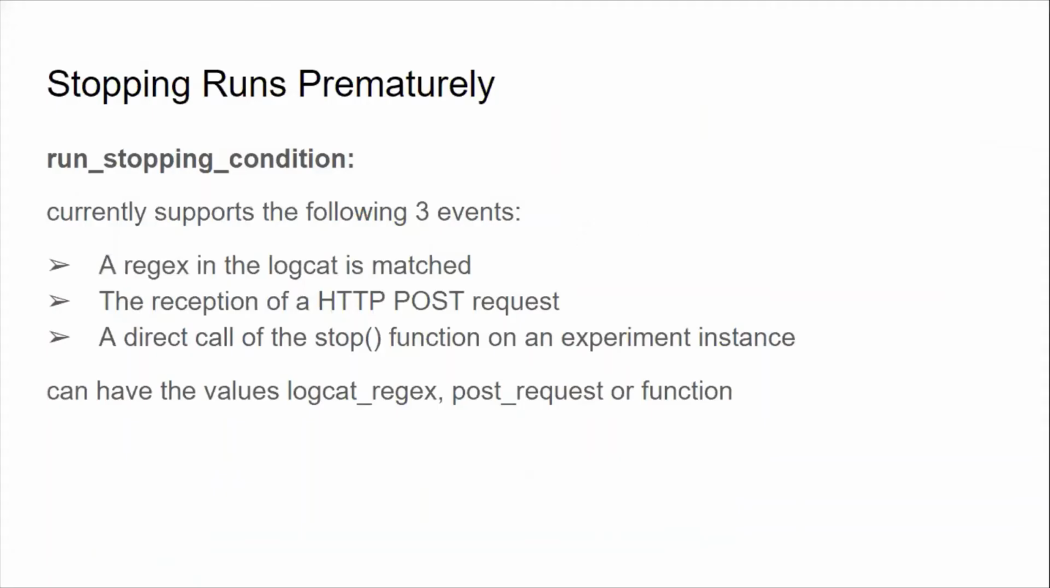And the second one is the reception of an HTTP post request. During each run, Android Runner will start a local web server which expects an HTTP post request. When an HTTP post request is received, the current run will be stopped and the payload of that particular request is going to be saved to a file.